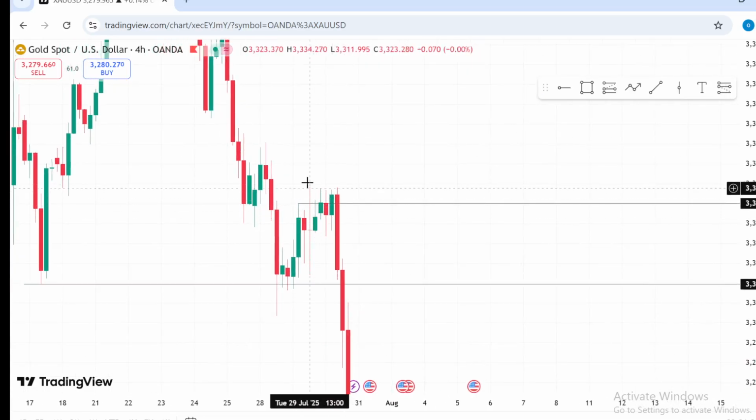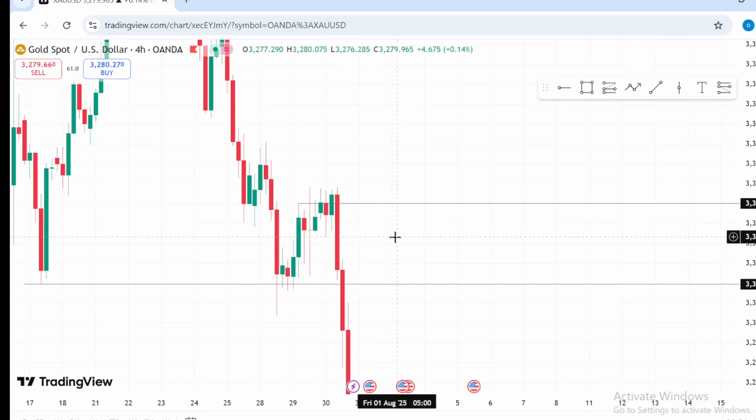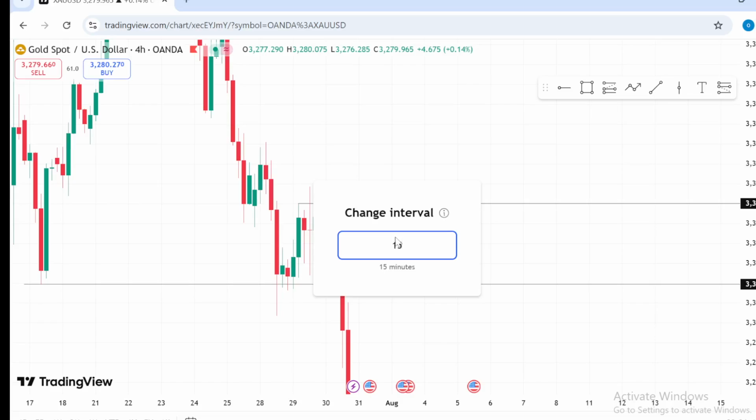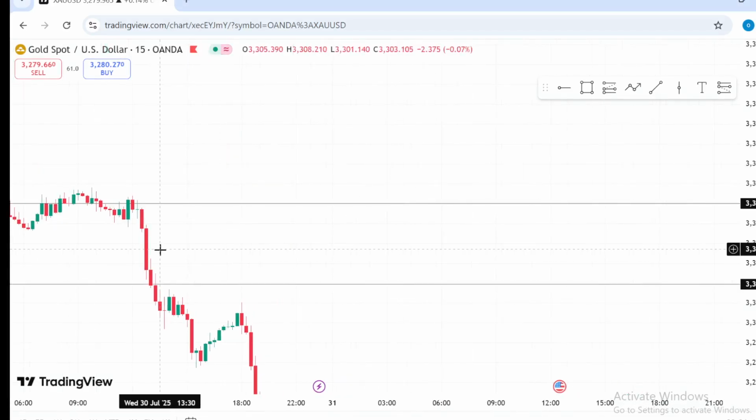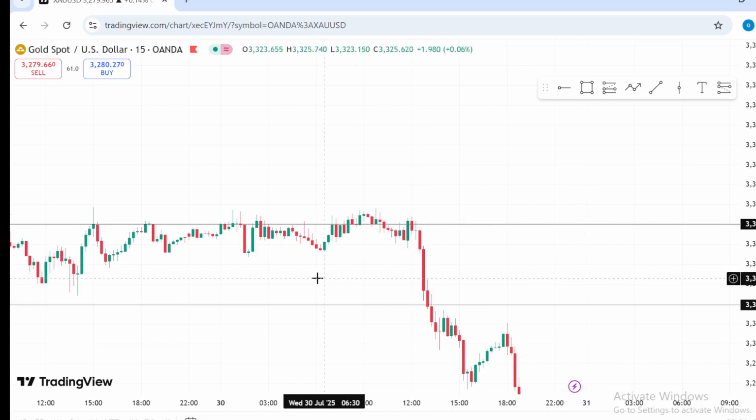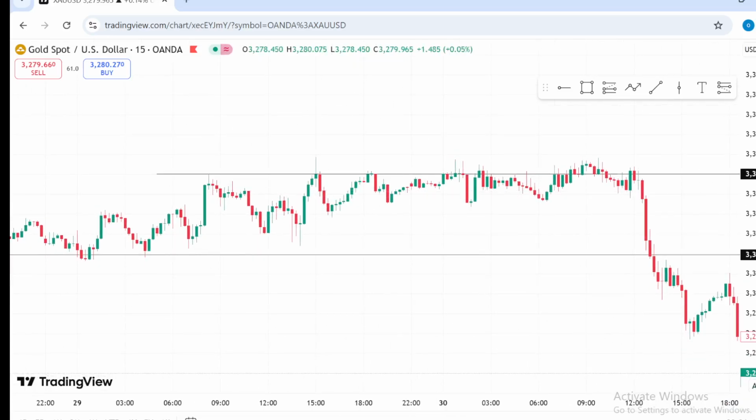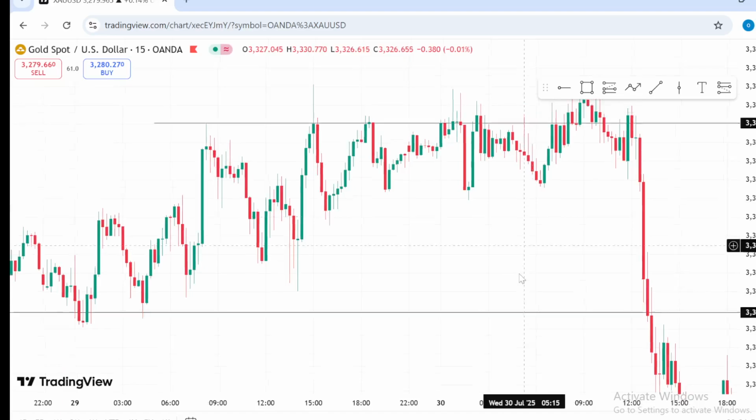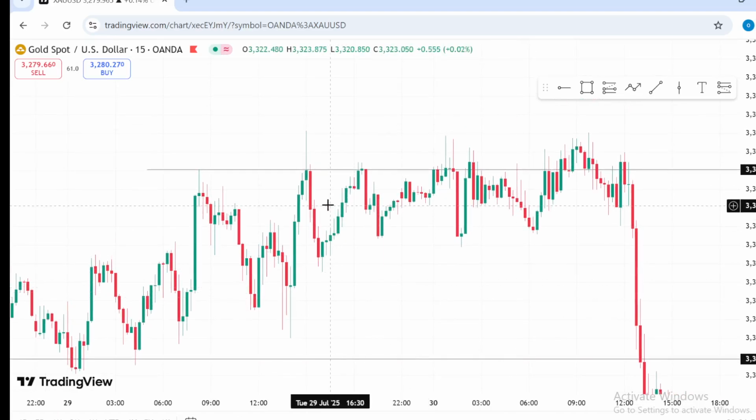As you can see, this was also a sweep, but if you check the lower time frame, you won't get your confirmations. Let me show you guys something on the 15 minutes. So from the 4-hour we move on to the 15 minutes. Let me show you something on the 15 minutes. So look at this.